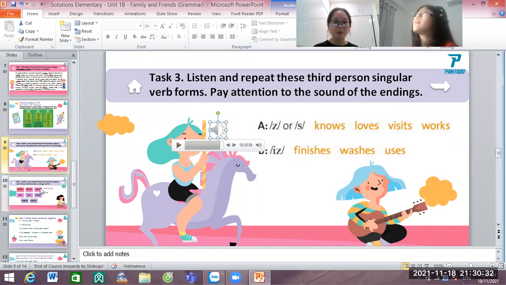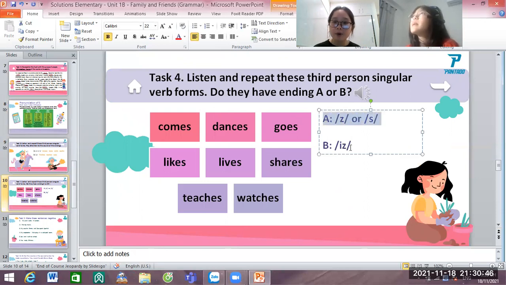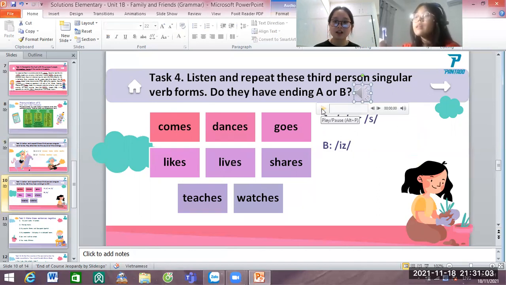Okay, next, we're going to listen and repeat these third person singular verb forms. Do they have the ending in number A or number B? We listen and then we put these words in A or B. Okay, let's get started. Lesson 1B, Exercise 8.